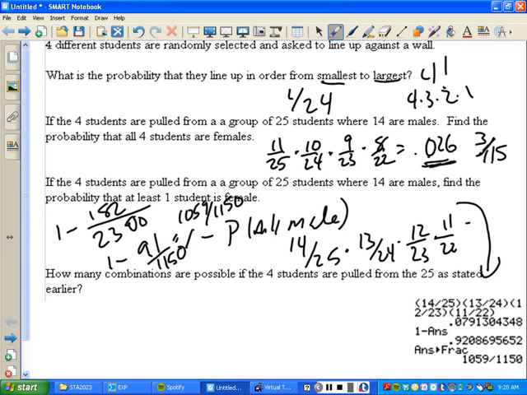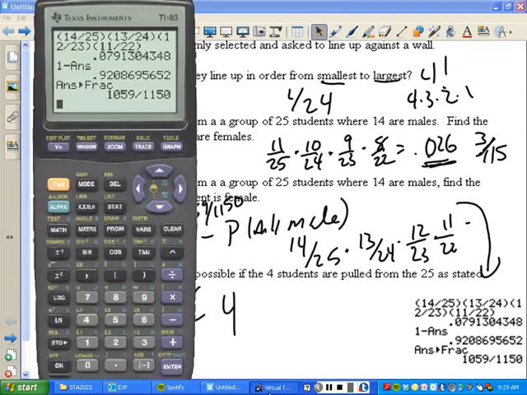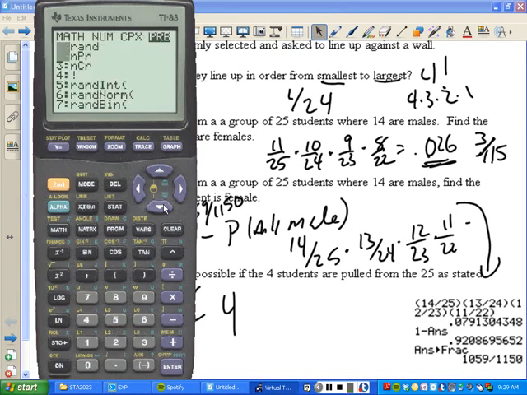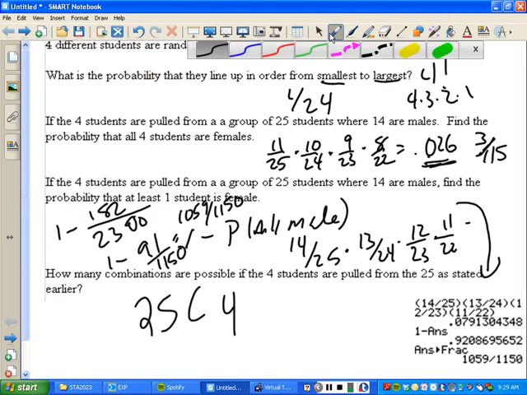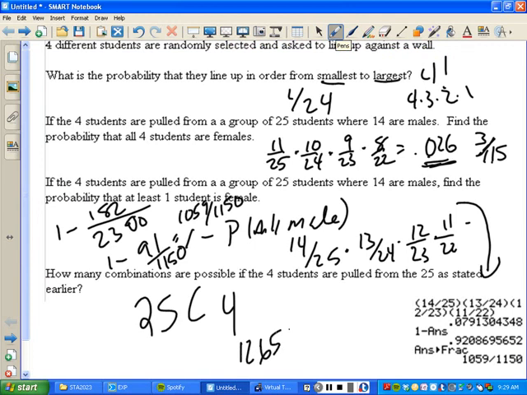Okay. How many combinations are possible if the 4 students are pulled from 25? 25 choose 4. Go into your calculator: 25, Math, PRB, choose 4. 12,650, is that what you said? Okay, good. 12,650 combinations. All right, any questions on that?